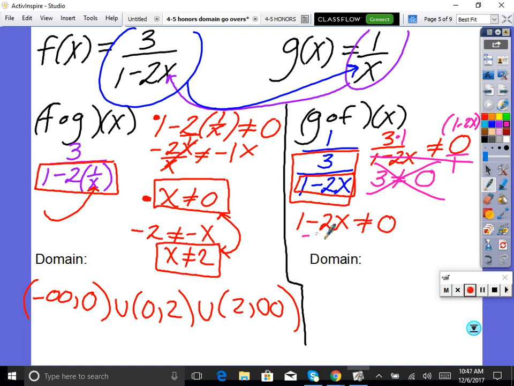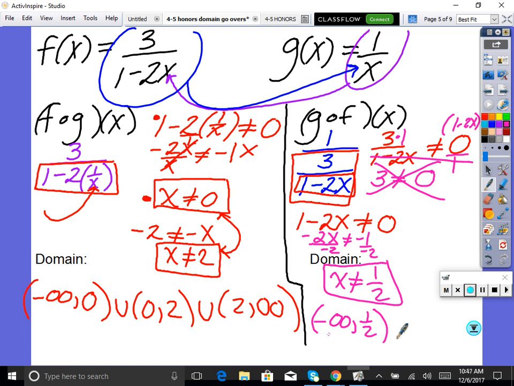Subtract 1. Negative 2x cannot equal negative 1. So x cannot equal, divide by negative 2, people, 1/2. So my only restriction was x cannot be 1/2. So my final answer, since all other x's can go, would be negative infinity up to 1/2, union 1/2 up to infinity.